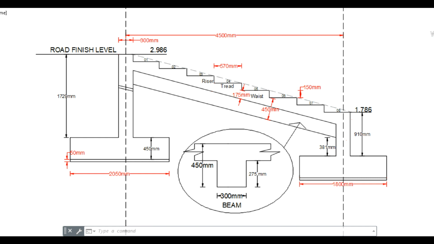There are beams also. The depth of the beam is 450 mm. Generally, domestic reinforced concrete steps don't have a beam in construction.